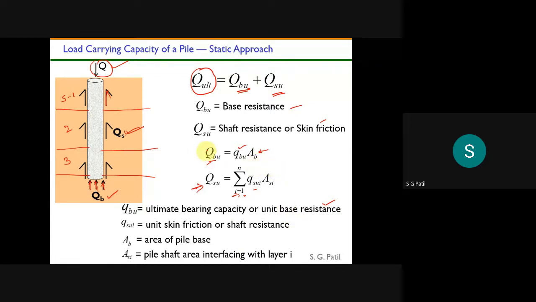Now we will see how to calculate these parameters in different types of soil. If you have a sandy type of soil, how can we calculate, and if you have a clay type of soil, how can you calculate your base resistance as well as your shaft resistance.